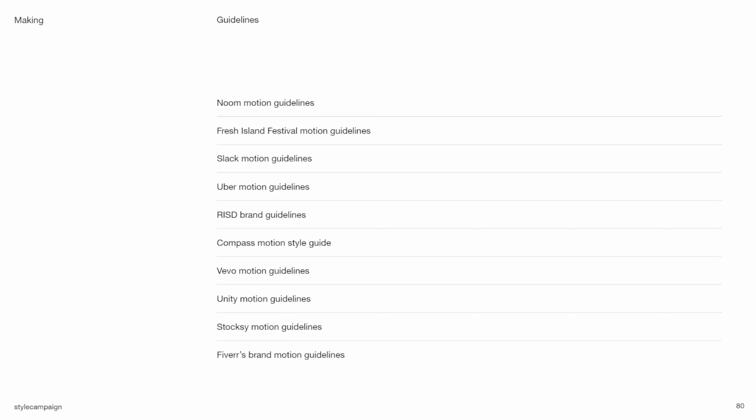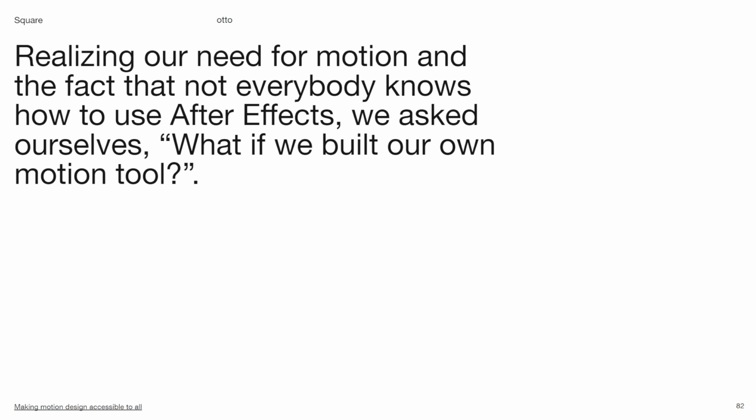So these are some motion guidelines with a bit more of a focus on video. So a few projects have caught my eye that take motion tooling a step further. And the first is by Square, who built their own web-based motion tool called Otto. And this is so that anyone can make on-brand animations.